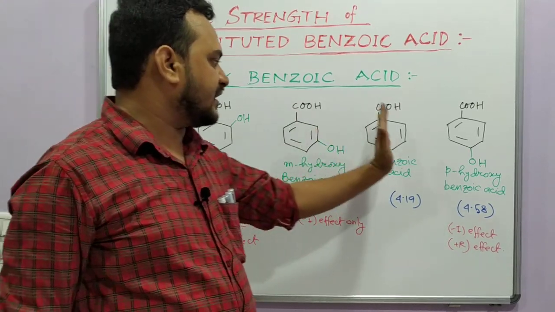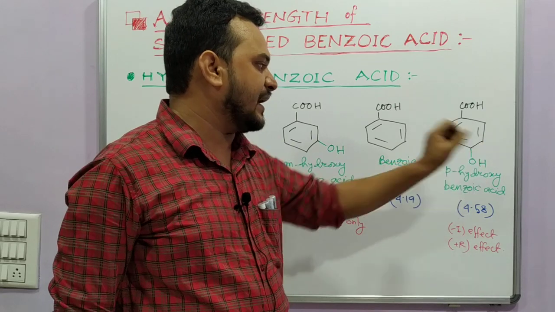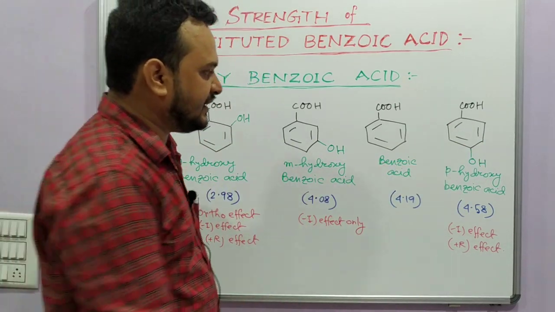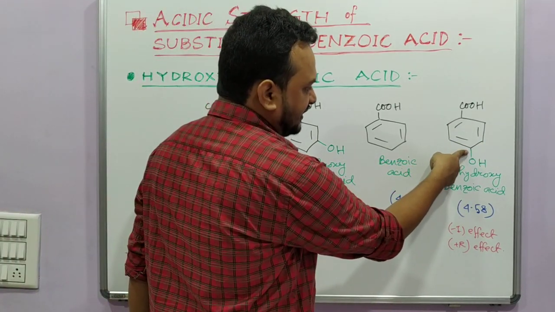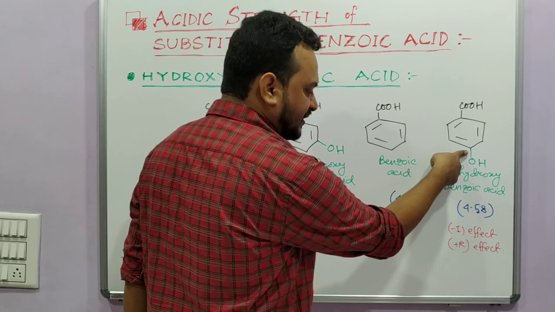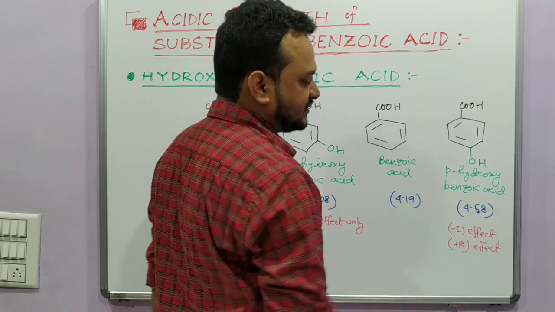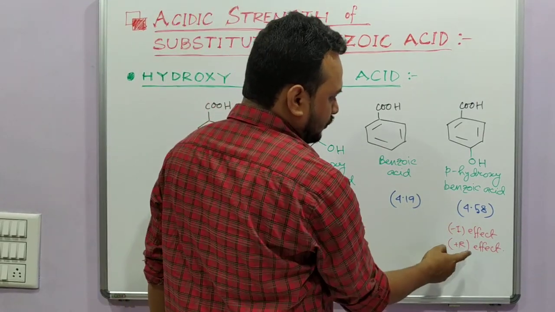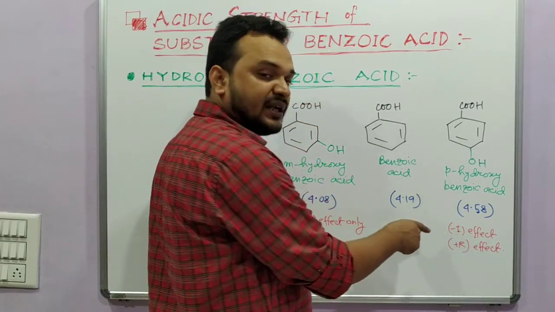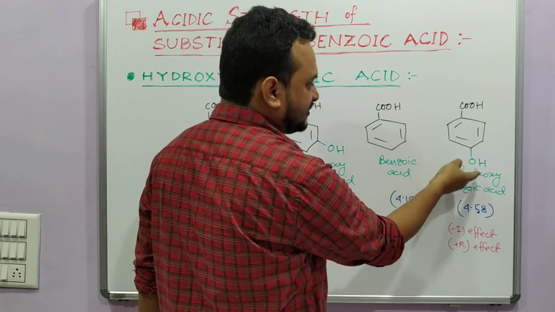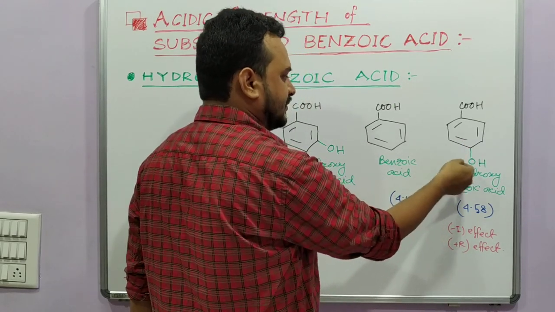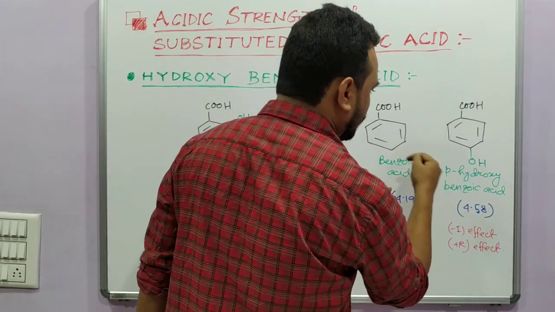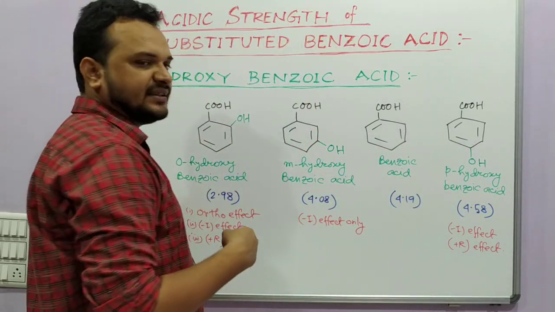After it comes normal benzoic acid, and then para hydroxybenzoic acid. What you can see is that, since it is at para position, it can show both minus I effect as well as plus R effect. And for the OH group, we know this donating R effect is stronger than the I effect, so the net result is a donating effect. Since it is behaving as an electron donating group, it becomes less acidic than benzoic acid.